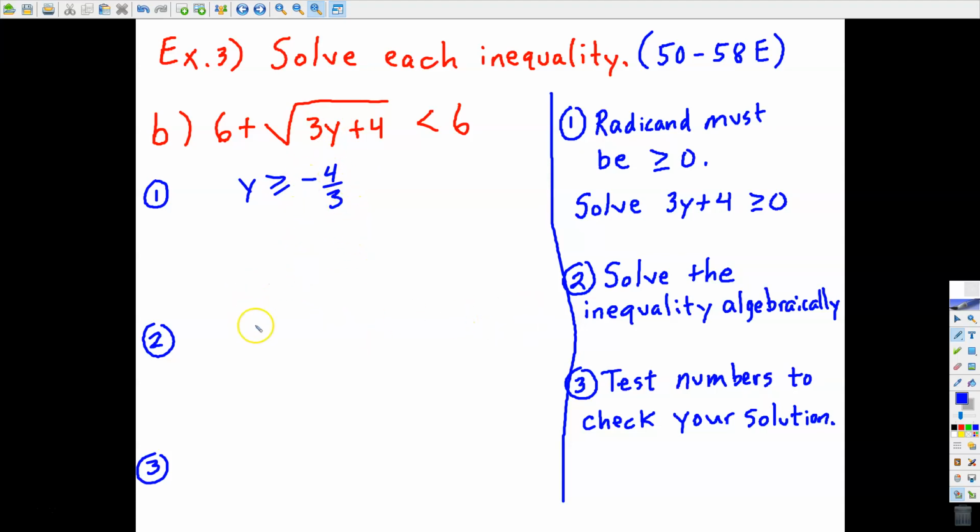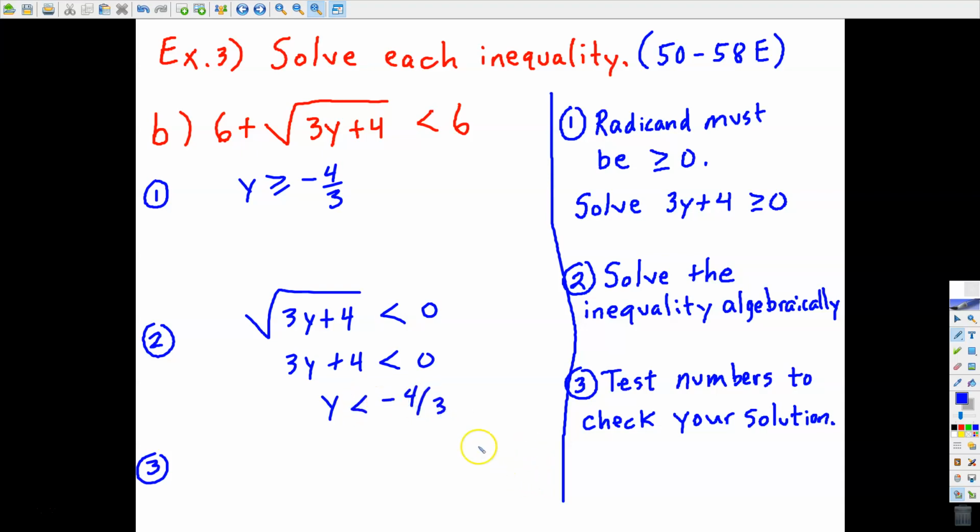Okay, now let's solve the inequality. And so we're going to subtract 6 to isolate the radical. And I'm going to raise both sides to the second power. That really doesn't change anything other than remove the radical. And when I've solved for y, I get y is less than -4/3. So on my number line, I'm just going to have -4/3. And I'm just going to test on either side.